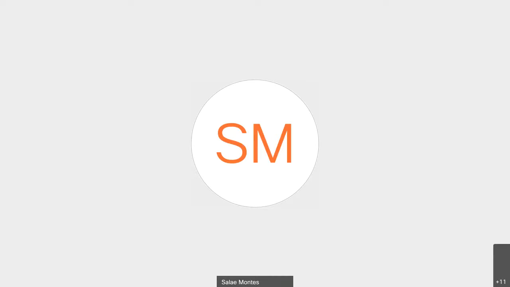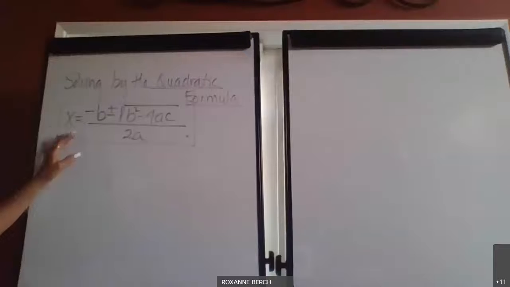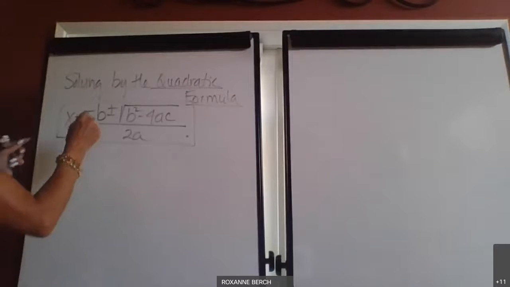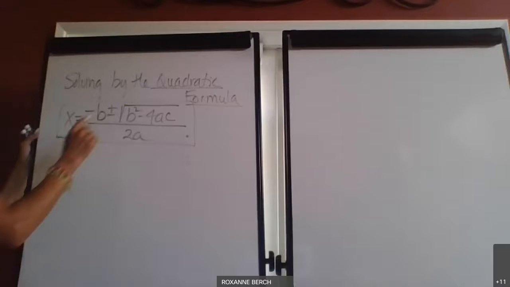1, 2, 3. X is equal to negative b plus or minus square root b squared minus 4ac all over 2a.